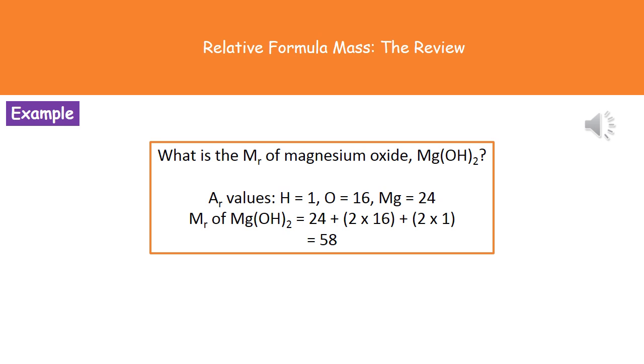So again we just use the atomic masses of each of those elements and then we add them together. So magnesium has the mass of 24 plus 2 of the oxygens, which is 2 times 16, plus 2 hydrogens, 2 times 1. So when we work all of that out, we get our final mass there of 58.